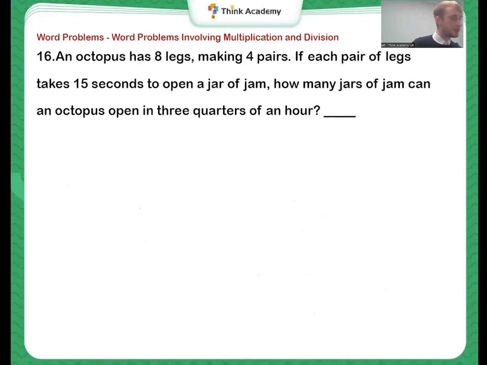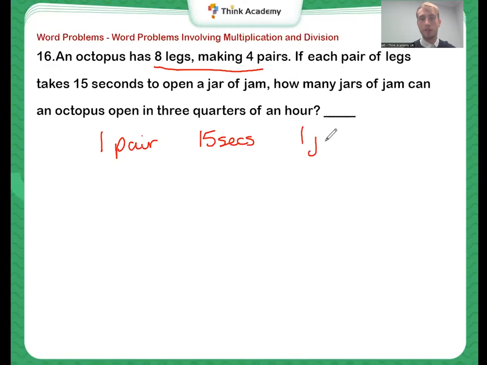What are we doing? Question 16. Now, I will go through this one as there were quite a few mistakes. I think this turned out to be quite a tricky one. This is one of these work done problems. So an octopus has 8 legs, 4 pairs. Now, all we know is that one pair of legs takes 15 seconds to open 1 jar of jam.